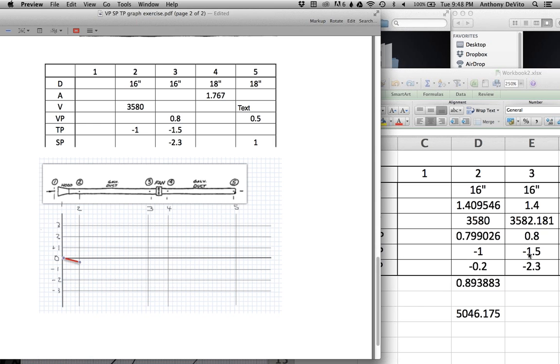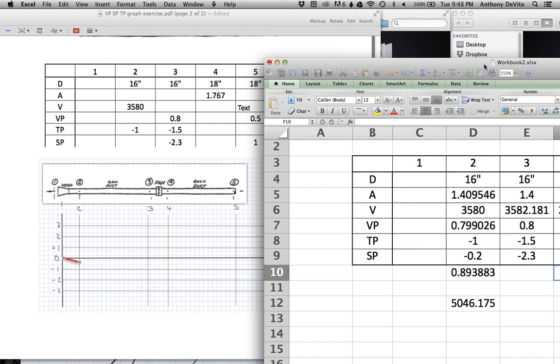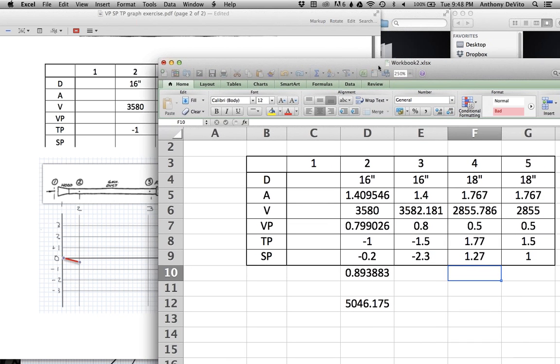And then from there, from 0.2 to 3, it's going to go to, is it that low?